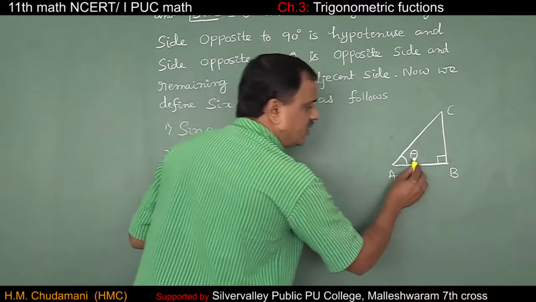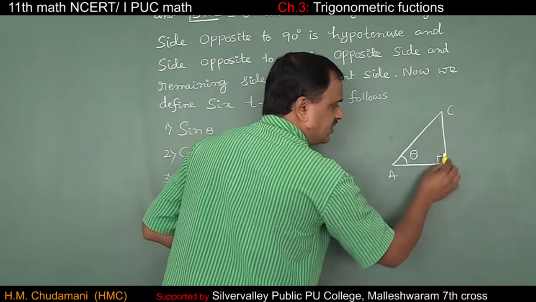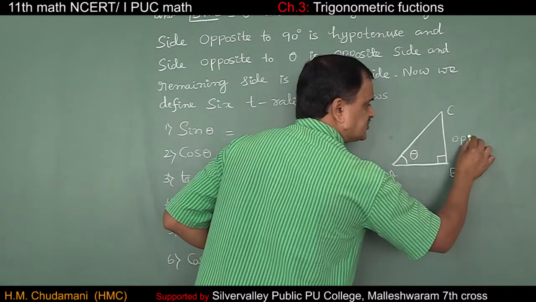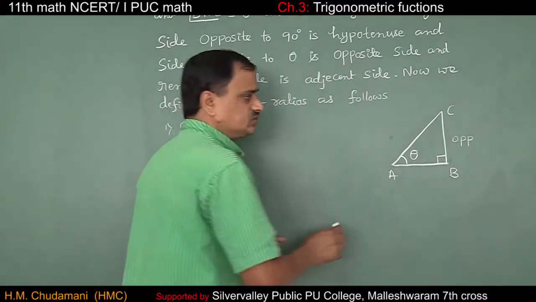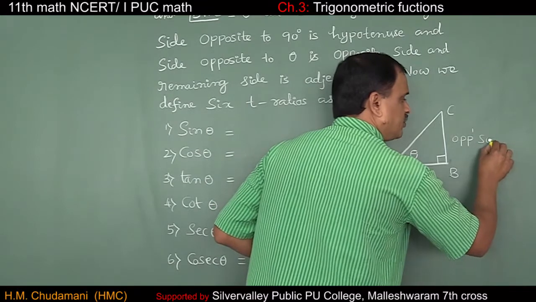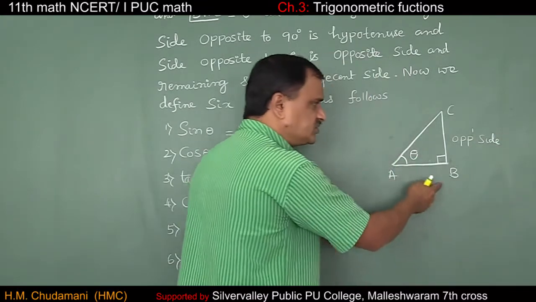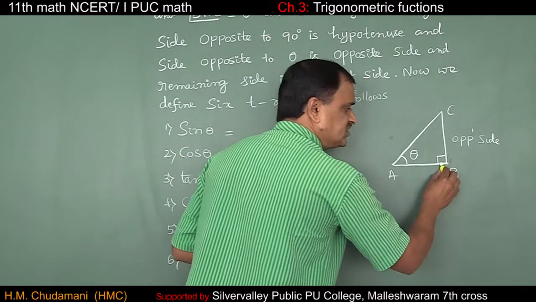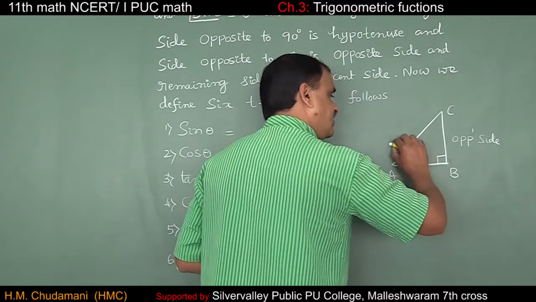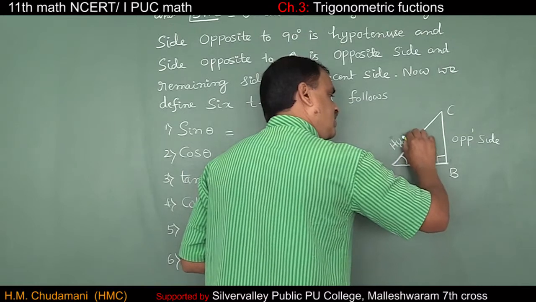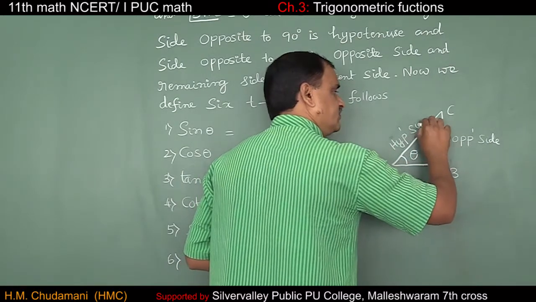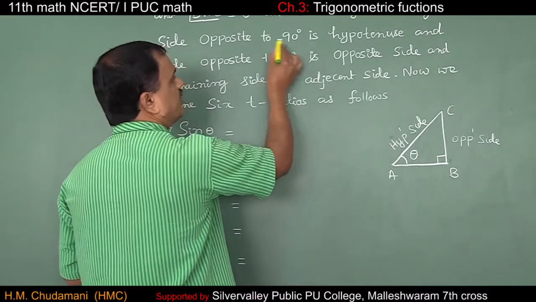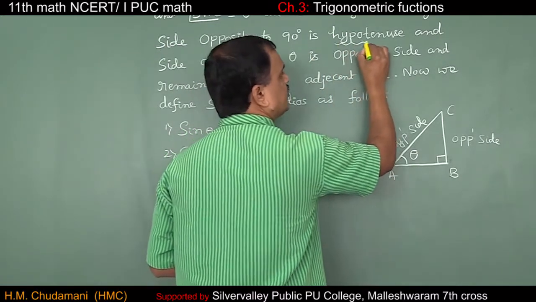Clearly, the side opposite to theta, BC, is called the opposite side. The side opposite to 90 degrees is AC, which is called the hypotenuse side.